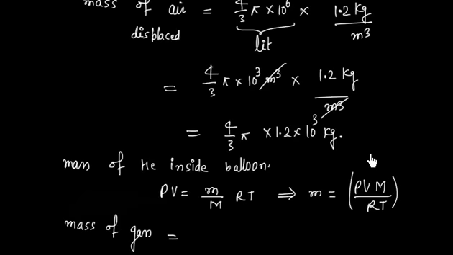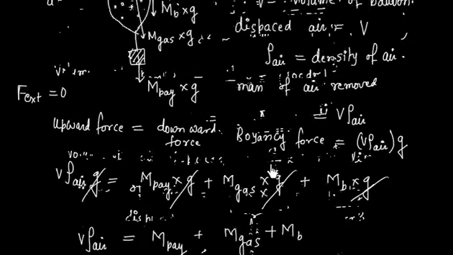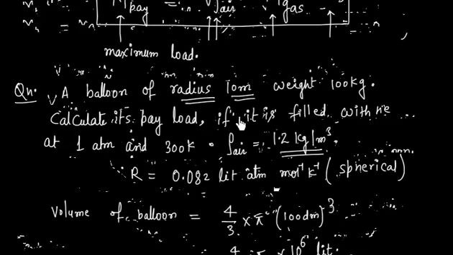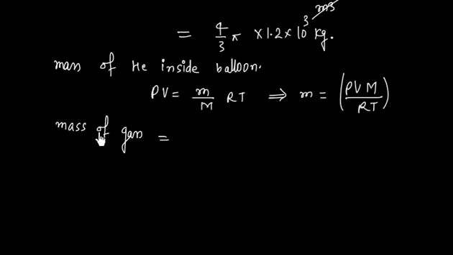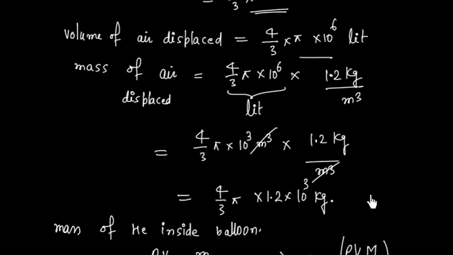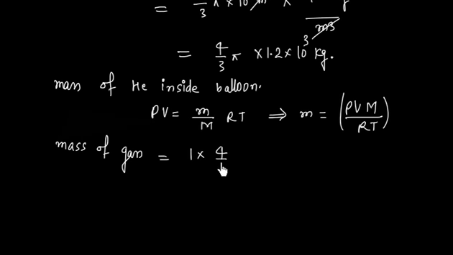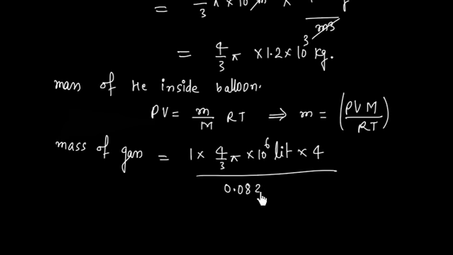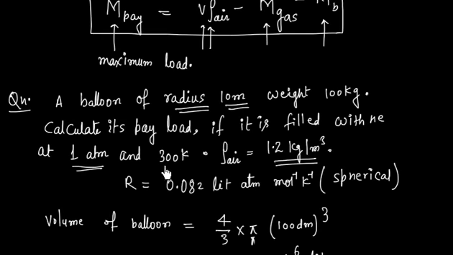Pressure is given in the question, that is 1 atmospheric pressure, so pressure is 1. Volume we have already calculated, that is 4/3 times pi times 10 to the power 6 liters. Molecular mass for helium is 4. R is 0.082. Temperature is given, 300 Kelvin.